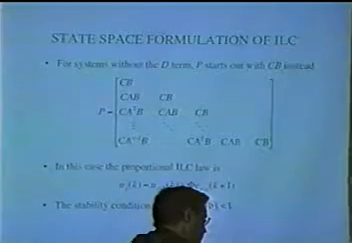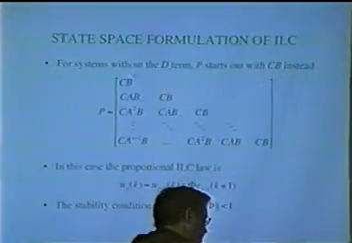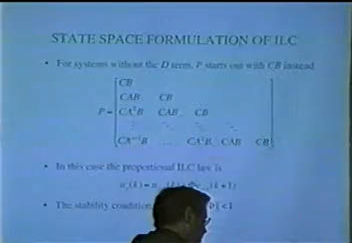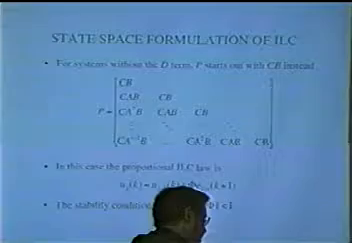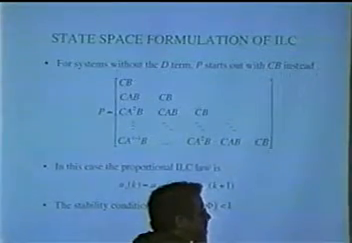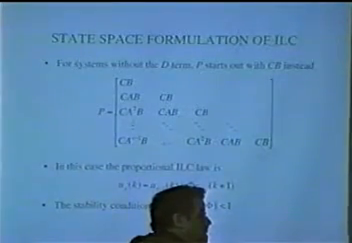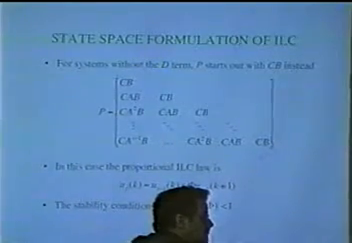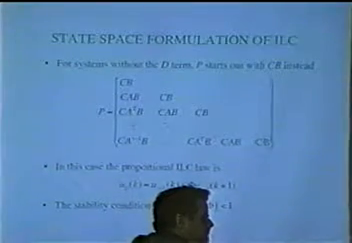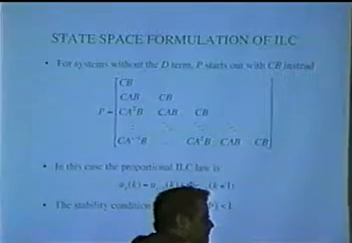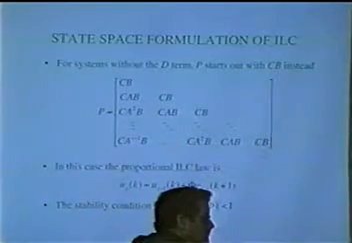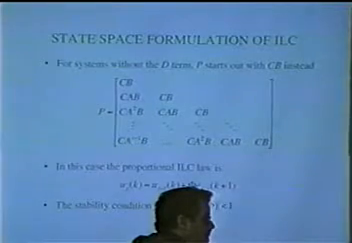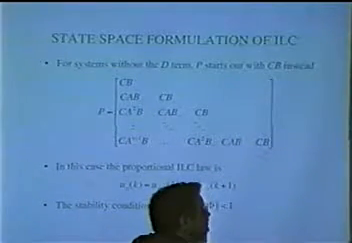Also, by the way, the macro parameters are nothing but the impulse response samples. You take a system, apply a unit pulse input to it, and the output gives the macro parameters. So CB, CAB, CA square B, it's a sequence of numbers, and they are the unit pulse response samples of a system. CB starts out small, CAB is typically a little bit bigger, so the matrix is very ill-conditioned.